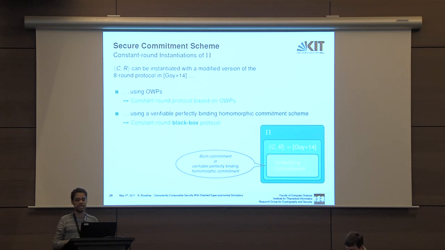So the underlying commitment scheme of Pi can be instantiated with a modified version of the 8-round construction by Goyal et al. 2014. This can be based on one-way permutations, yielding a constant round protocol. And it can also be based on verifiable, perfectly binding homomorphic commitment schemes. Verifiable, meaning that the validity of the commitment key is publicly verifiable. And therefore, the commitment key can be generated and sent by the committer and not necessarily by a trusted setup. And the latter then yields a constant round black box instantiation of the protocol Pi.